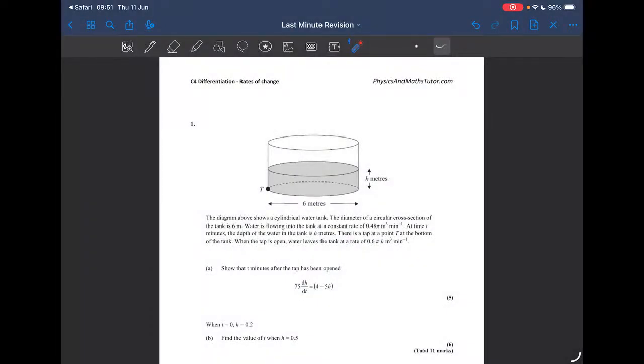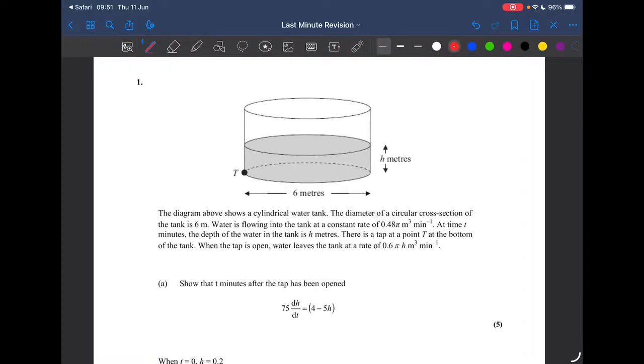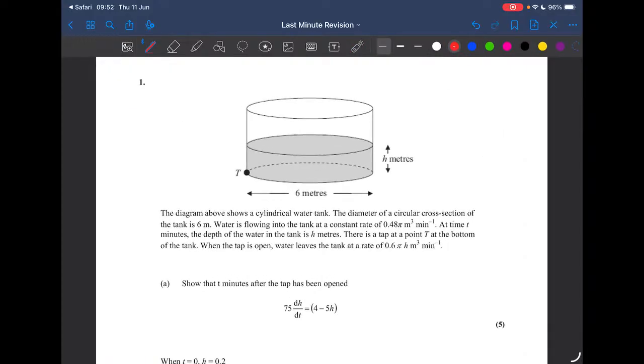So in general, you're going to get given a few bits of information. If you're unsure, look at the units. We have diameter is 6, they told us in there. And then we've got a constant rate of this and this as well. Look at both the units though, meters cubed per minute. So both of those are going to be dV, volume, for the meters cubed, per time.